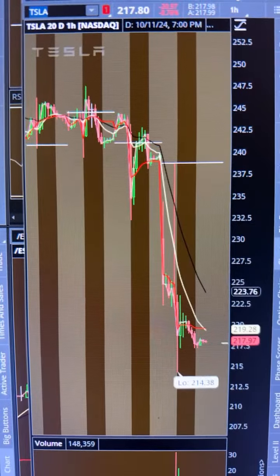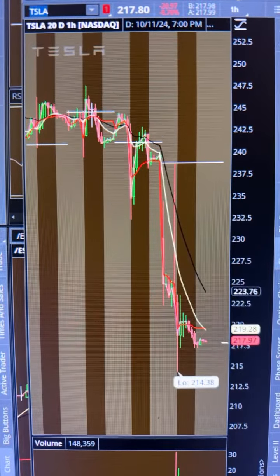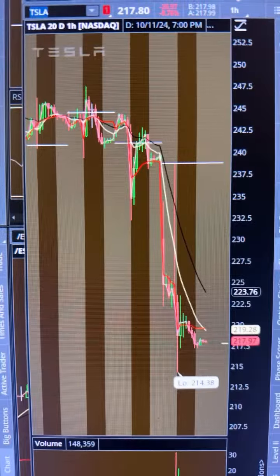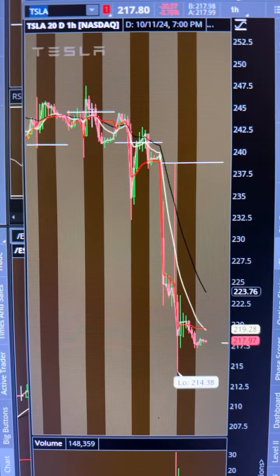Keep in mind, I like to swing trade individuals more than I like to day trade them. 202.5 to 200, about a $2.5 range. As far as rejects go, I don't have a reject on Tesla back up around that 239 to 240 area.